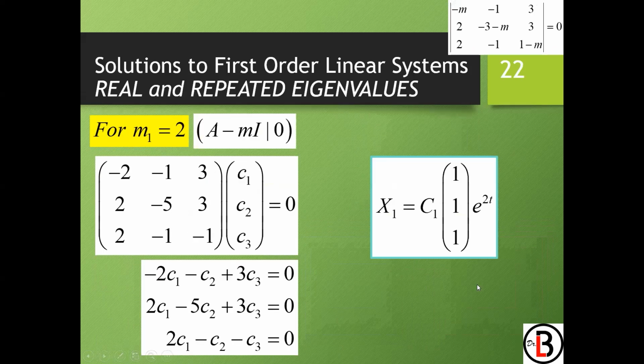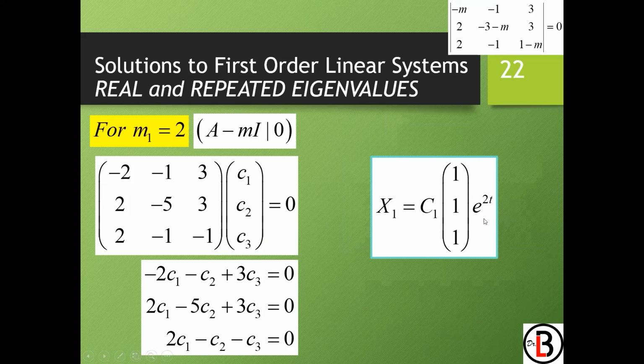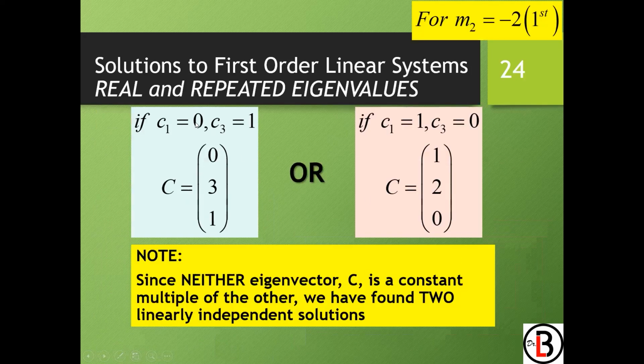Isn't it that since this has 3 eigenvalues, I should have 3 answers? This is your first answer from case 1. For case 3, this will actually be your two answers already. So this one or this one, please take note of this. Since neither eigenvector C is a constant multiple of the other, we have found two linearly independent solutions.